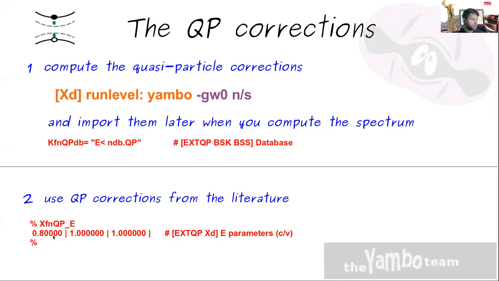You can put a gap opening, what is called scissor operator in the literature, and you can also eventually add two stretching parameters. Here, these two numbers are for the conduction band and the valence band. If you set them both to 1, you don't add any stretching. If you set them bigger than 1, then you have a stretching of the bands. And if you set them smaller than 1, you will introduce a contraction of the bands.